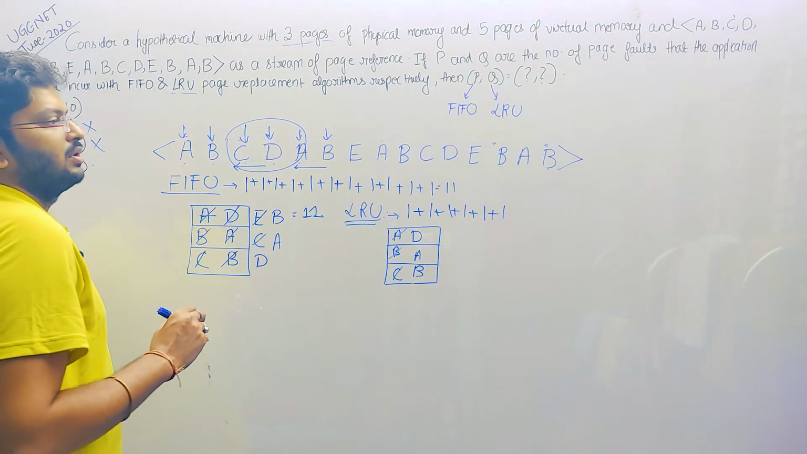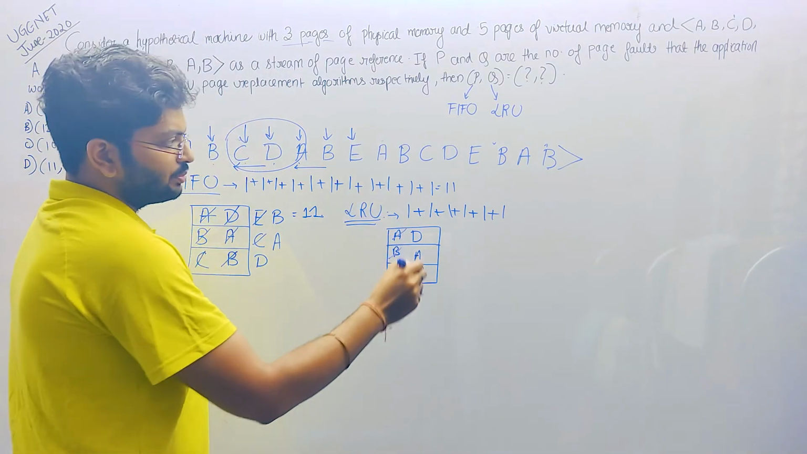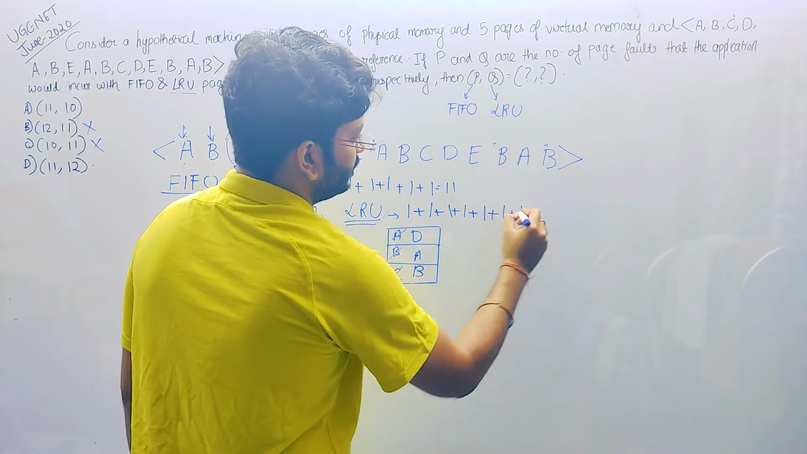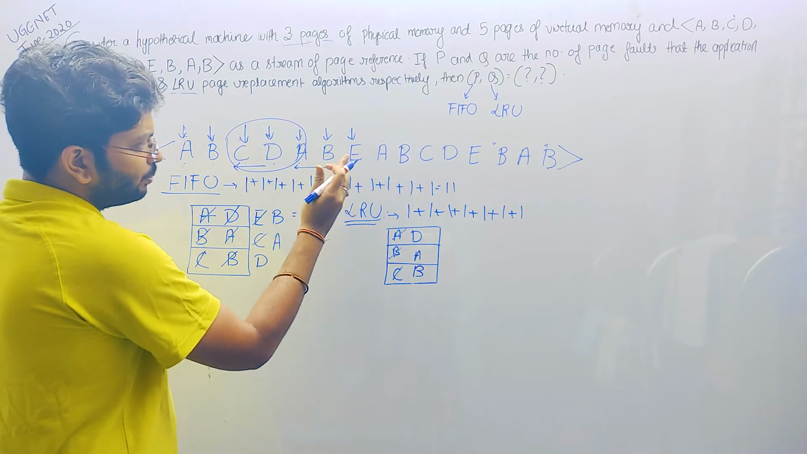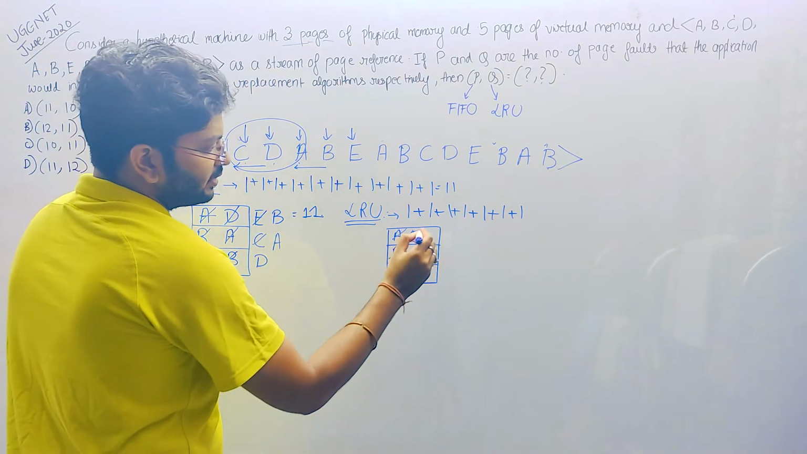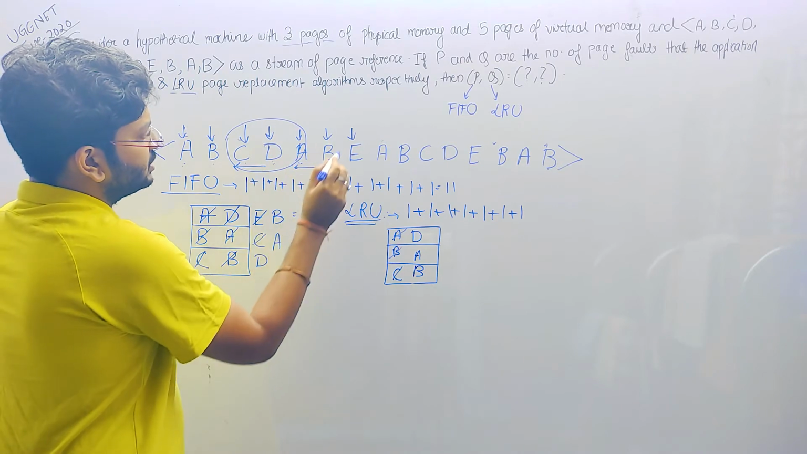Okay, fine. Next comes E. E is not present in the table, so one page fault for E also. So where should I place E? I will be looking into the past in the table. What are the entries in the table? D, A and B. From these three, which one?